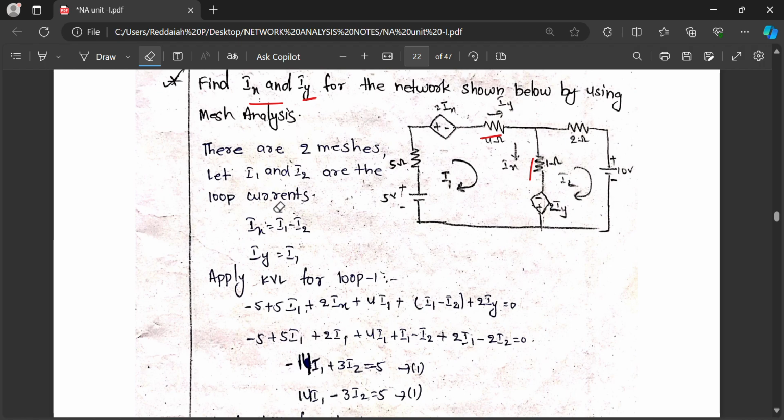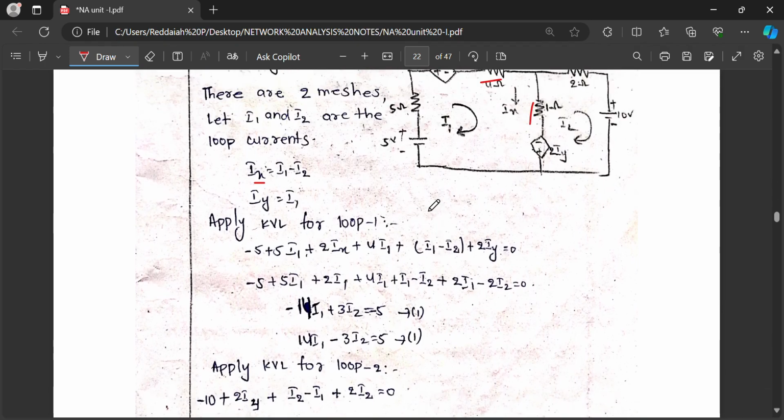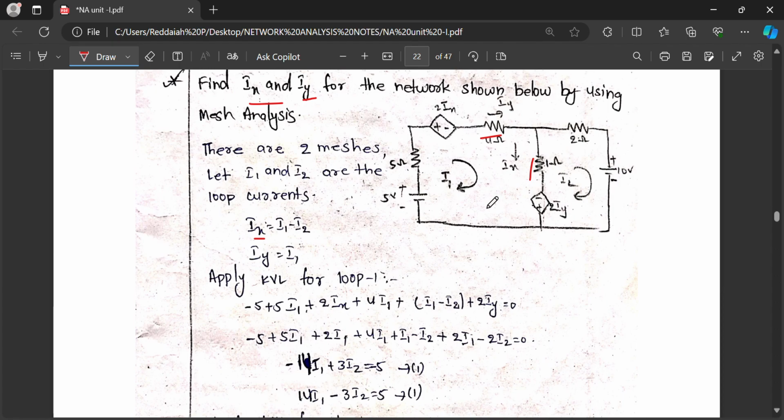For this, how do we apply KVL by mesh analysis? There are two meshes. First we have to identify the meshes, with currents I1 and I2. The current Ix is I1 minus I2, and in this mesh Iy equals I1 only. Apply KVL for loop 1. The voltage drops will be considered: the 5 ohm voltage drop plus 5 volts, all this will be equal to 0.